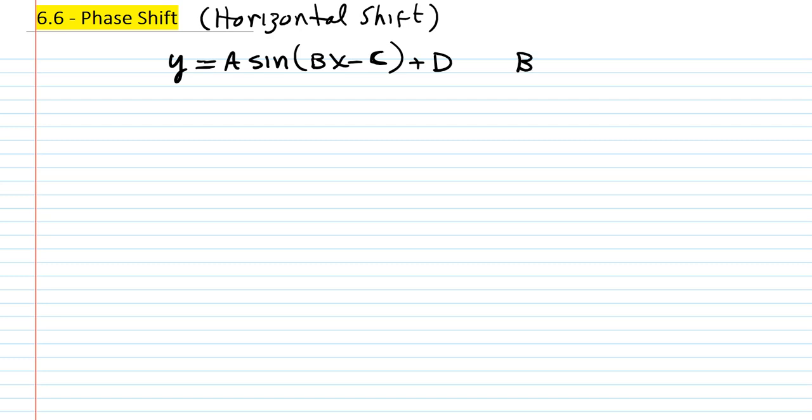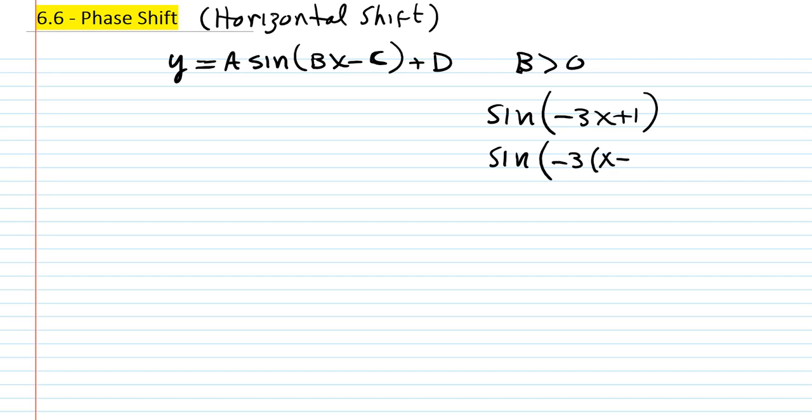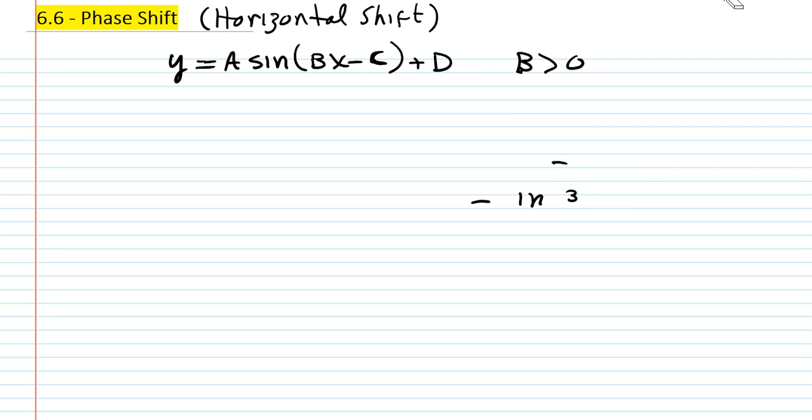In this work, we assume B is positive, because if B is negative, for example, suppose I have sine of negative 3x plus 1, here's where B is negative. I can always factor out a negative and write this as x minus 1. And then I can write this as negative sine of 3x minus 1. In other words, because sine is an odd function, I can bring the negative outside. So for that reason, we assume B is positive for the general discussion.